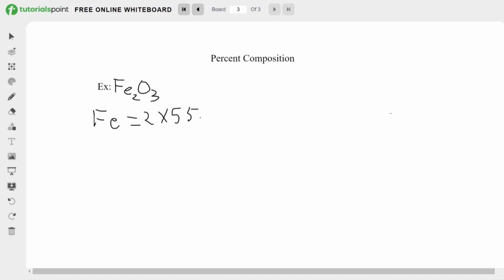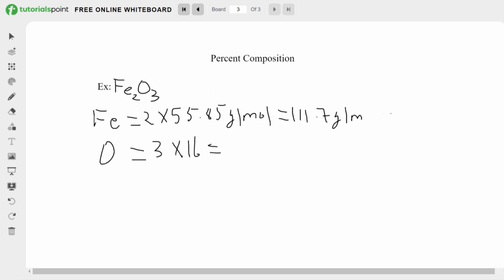And then let's do oxygen next. So oxygen would just be 3 times 16, which is the atomic mass of oxygen. And so, okay, I forgot to say, this Fe, when we multiply it out, we get 111.7 grams per mole. And then for oxygen, when we do 3 times 16, we get 48 grams per mole.